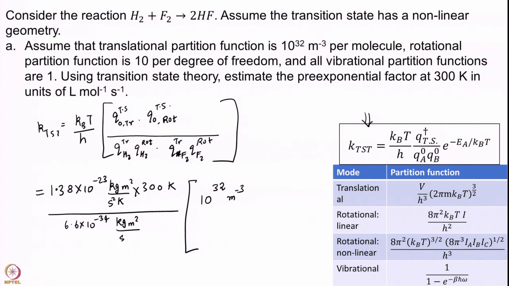Rotational: the transition state is non-linear. How many rotational degrees of freedom are there for a non-linear molecule? 3. So the rotational will be 10 into 10 into 10. Remember, it is 10 per degree of freedom and I have 3 rotational degrees of freedom, so I get 10 cube. H2 translational will be 10 to the power of 32. Now, how many rotations will H2 have? H2 is definitely linear and a linear molecule has 2 rotational degrees of freedom. So I get 10 square. F2 will be exactly the same: 10 to the power of 32 meter minus 3 into 10 square.